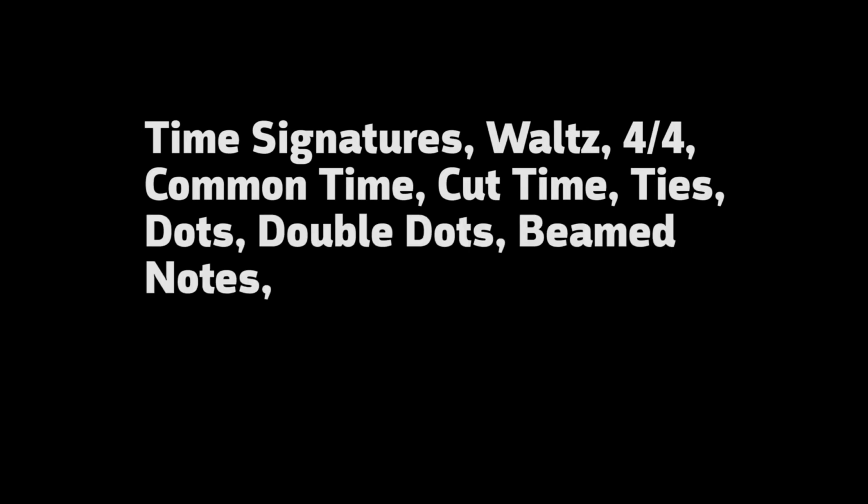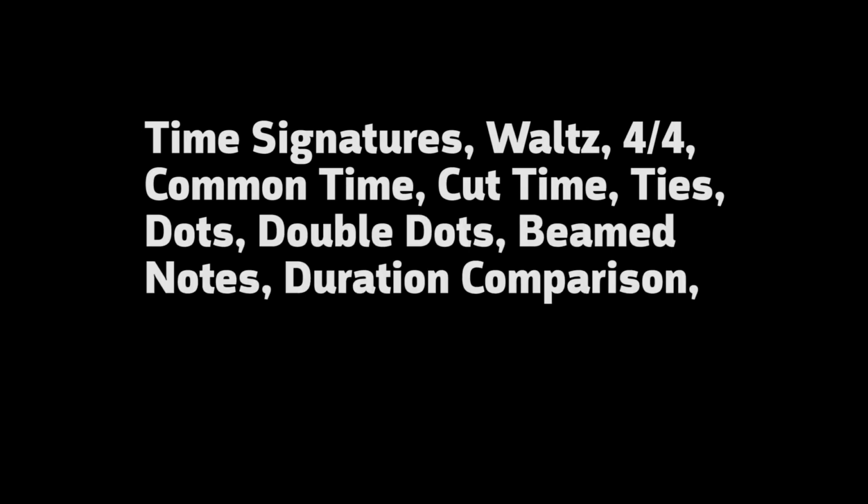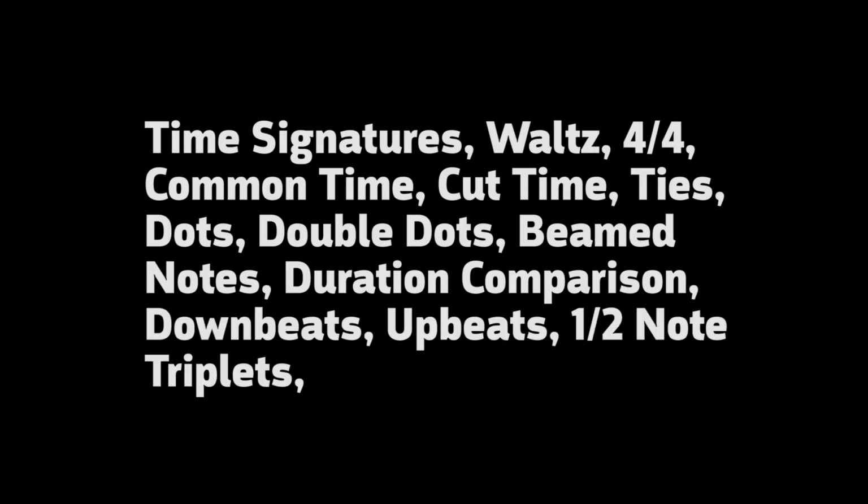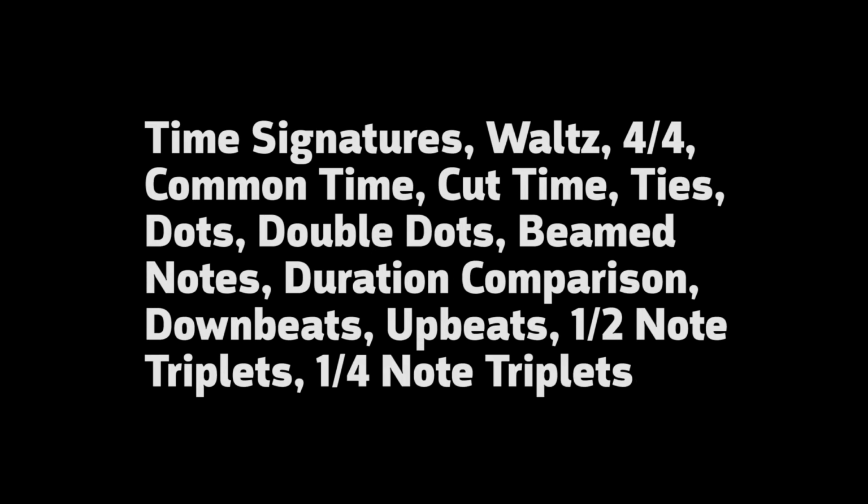Hi guys, in this episode we're going to cover time signatures, a waltz, 4/4, common time, cut time, ties, dots, double dots, dotted notes, a duration comparison between different rhythmic notation symbols, downbeats, upbeats, half note triplets, and quarter note triplets. Let's get right to it.